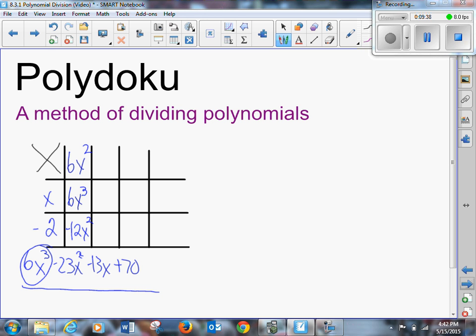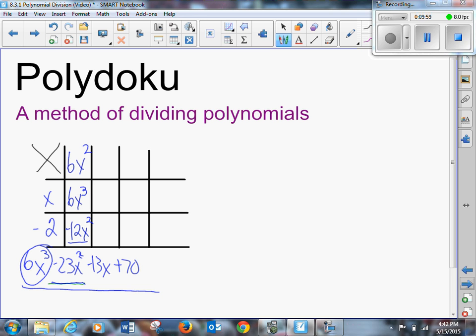Now from here, you need to look at the bottom. You need to look at the polynomial that you're given, and you notice that we need to have negative 23x squared. Right now I have a negative 12x squared. I need to know what I need to do to this x squared term here in order to get to the negative 23x squared.